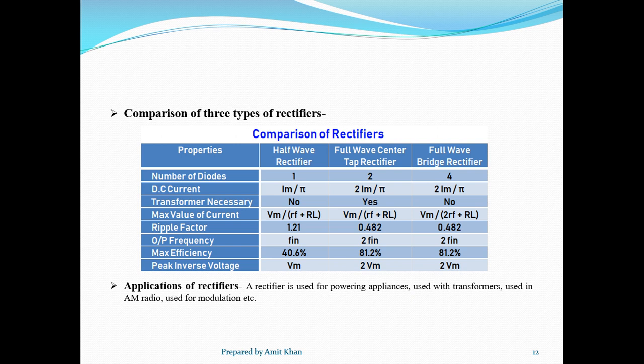Maximum efficiency for half wave rectifier is 40.6%, for full wave center tap rectifier is 81.2%, for bridge rectifier is also 81.2%. Ripple factor for half wave rectifier is 1.21, for full wave center tap rectifier is 0.482, for full wave bridge rectifier is 0.482.